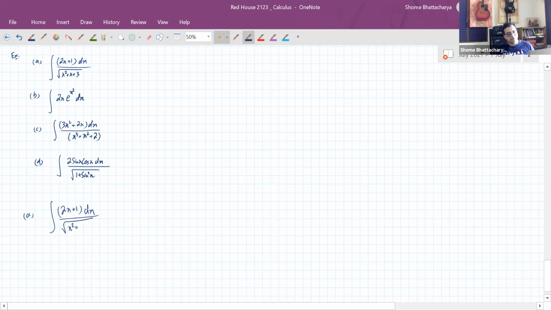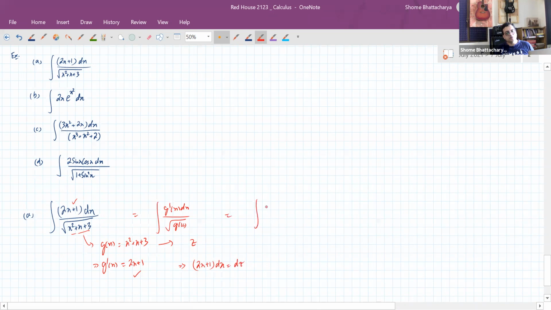So what we can notice here is that the quantity inside the square root, if you take this as g of x, then g prime x is the term you have over here. So basically, this is an integration of this type. And then you substitute this as z. So 2x plus 1 into dx will become dz. So this integration is becoming of the type dz by root z, which is 2 root z plus c. So the integration is 2 times square root of x square plus x plus 3 plus c. And you can verify this, differentiate this, you will get the integrand.